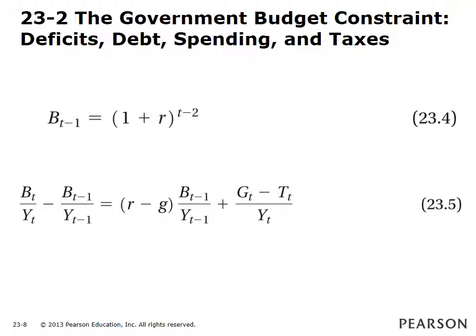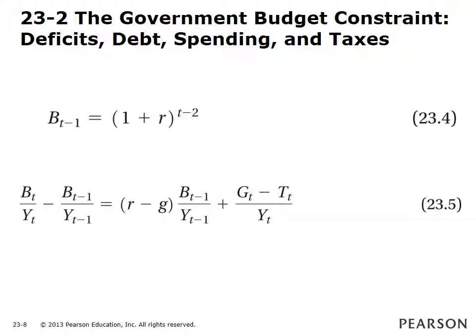Evolution of debt to GDP ratio, or simply debt ratio. Equation 23.5 says the change in debt ratio over time, the left side of the equation, is equal to the sum of two terms. The first term is the difference between the real interest rate and the growth rate times the initial debt ratio. The second term is the ratio of primary deficit to GDP.